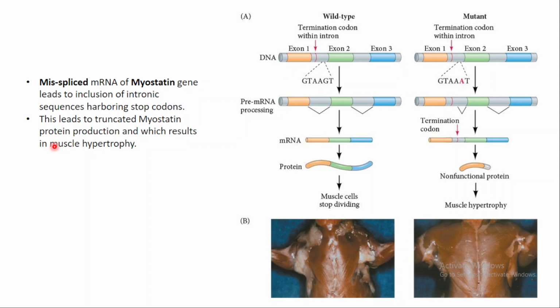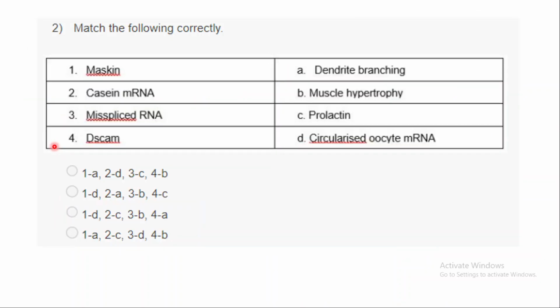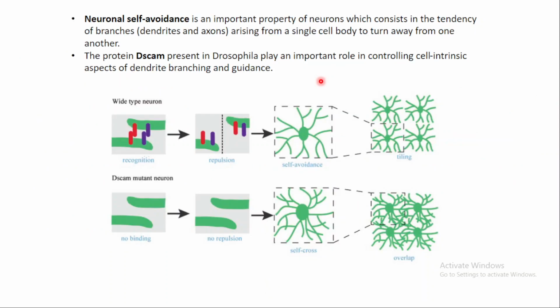So misspliced RNA will match myostatin gene. Misspliced RNA, muscle hypertrophy. This will be the perfect match. Then let us study about DSCAM and what protein it is.